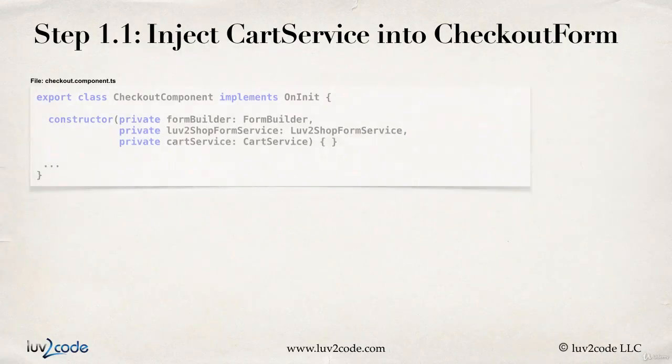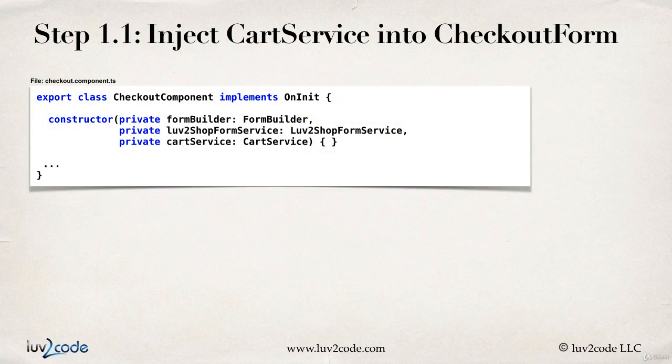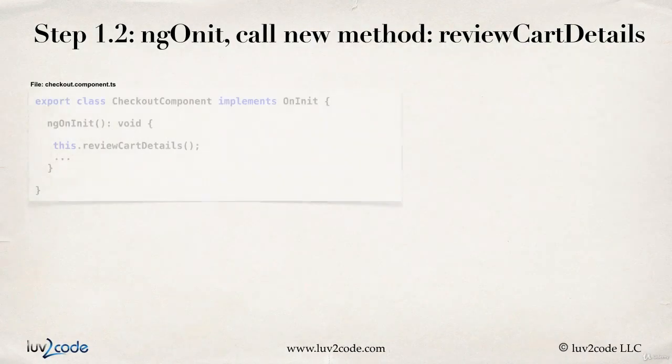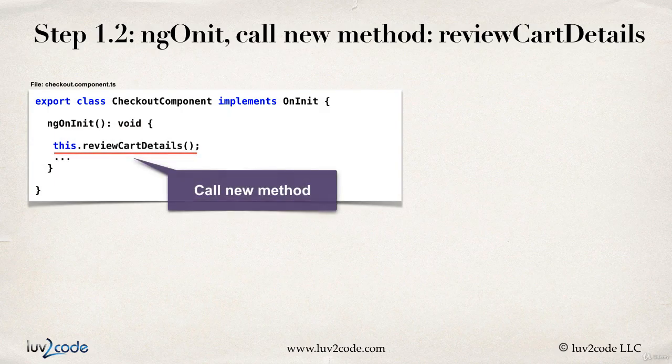In step 1.1, we'll inject the cart service into the checkout form. We use the same approach that we've used before for injecting items here. So we simply inject the cart service. And in step 1.2, in the ngOnInit method, we'll call reviewCartDetails. This is a new method that we're going to create. So we just put the call for it right here.